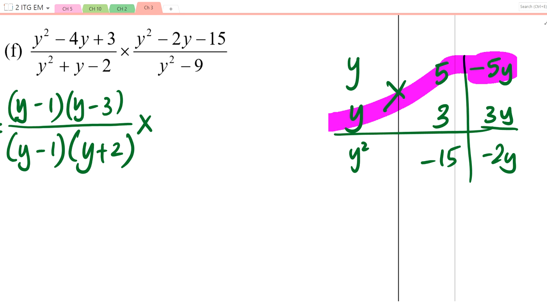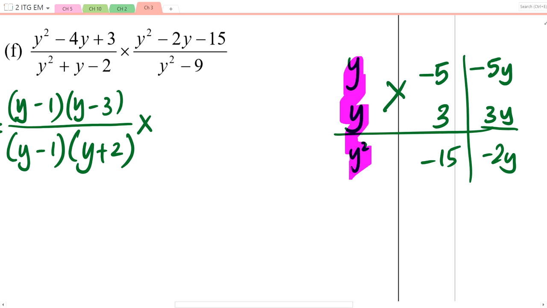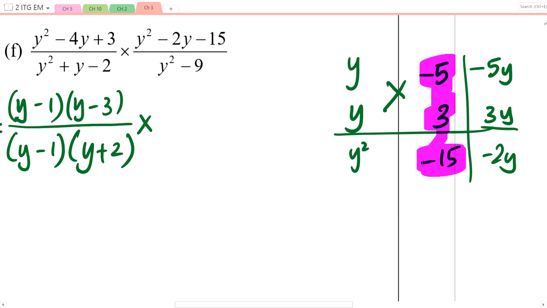What should I do to number 5? Put a negative sign. Okay, now it seems to fit. Then let me check. Y and y, y squared. Negative 5 and 3, negative 15. It's correct. Right, negative 5 times 3 is negative 15. Why is there a mistake? No mistake.